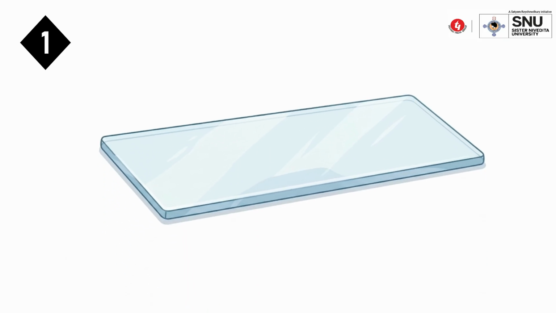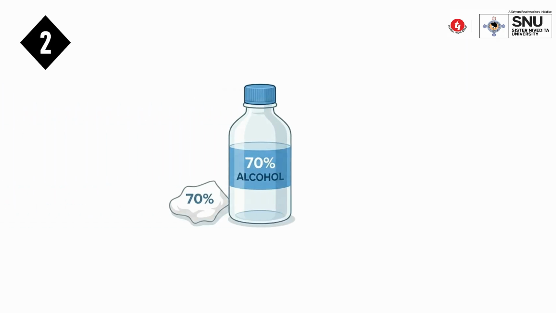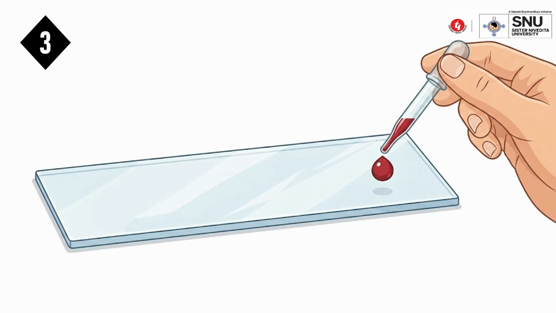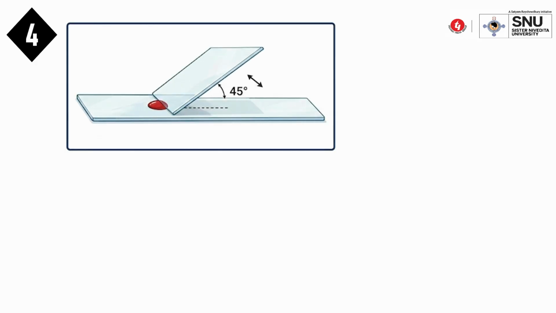First, we are taking a clean grease-free glass slide. Next, the fingertip is being cleaned with 70% alcohol and allowed to dry. Using a sterile lancet, the fingertip is gently pricked to obtain a drop of blood. The drop of blood is then placed near one end of the slide. Now, a second slide is being used as a spreader.